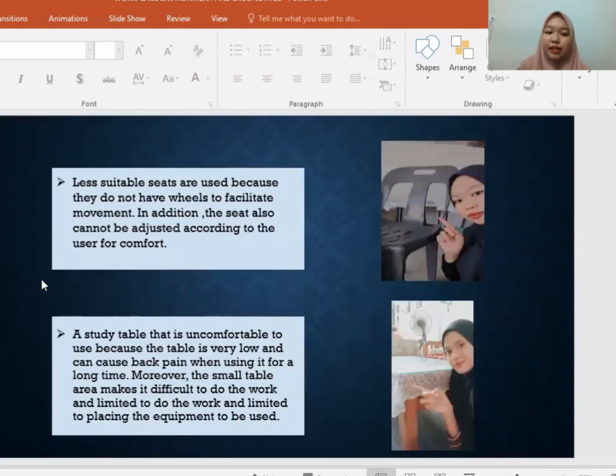Less suitable seats are used because they do not have wheels to facilitate movement. In addition, the seat also cannot be adjusted according to the user for comfort. A study table is uncomfortable to use because the table is very low and can cause back pain when using it for a long time. Moreover, the small table area makes it difficult to do the work and limited to placing the equipment to be used.